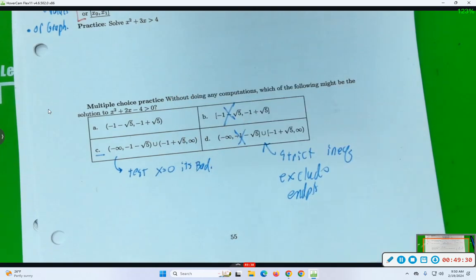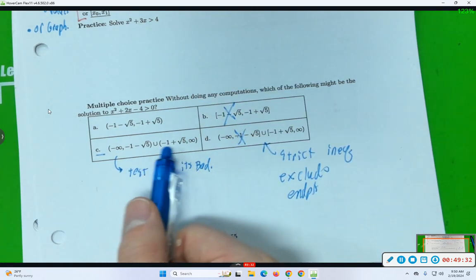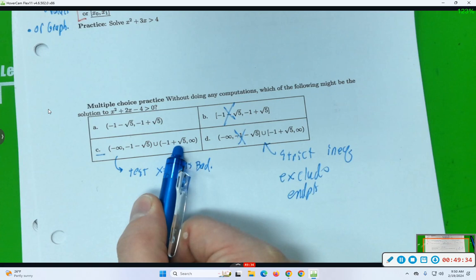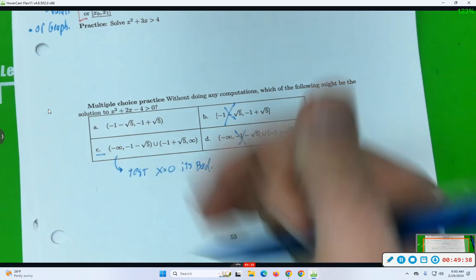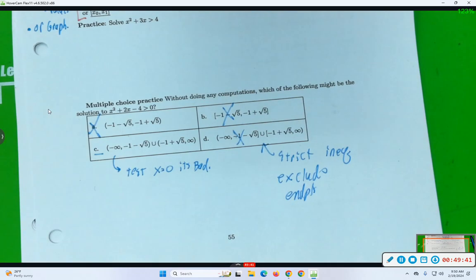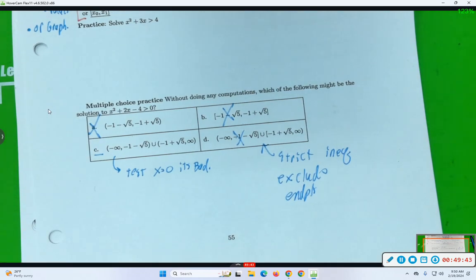Test x equals 0. And I guess you have to have some intuition that 0 is between those two things, but that's why it's not A. So 0 is between those two things, and 0 is disqualified. Neat. That's the with-computation strategy.